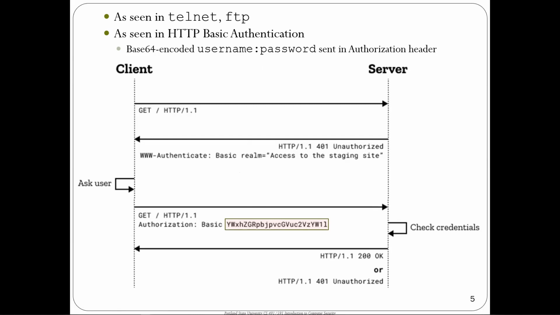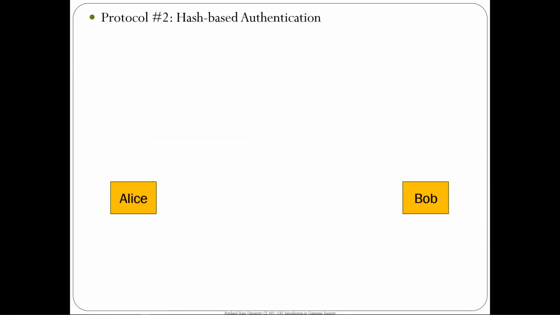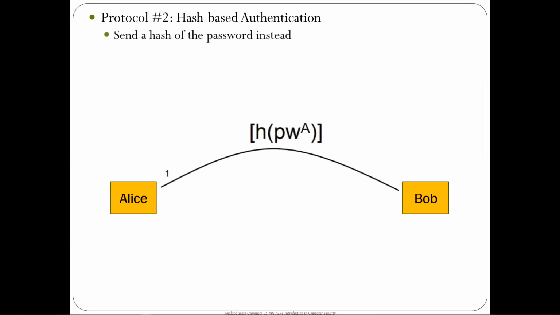So that is an example. So we're like, okay, I don't want to give out the password or the username in the clear. So the next thing that you might consider is rather than sending the password, I'm going to send a hash of the password instead. And that's what hash-based authentication does. And so instead of sending the password in the clear, I will take, for example, a SHA-3 hash of the password and send that instead.